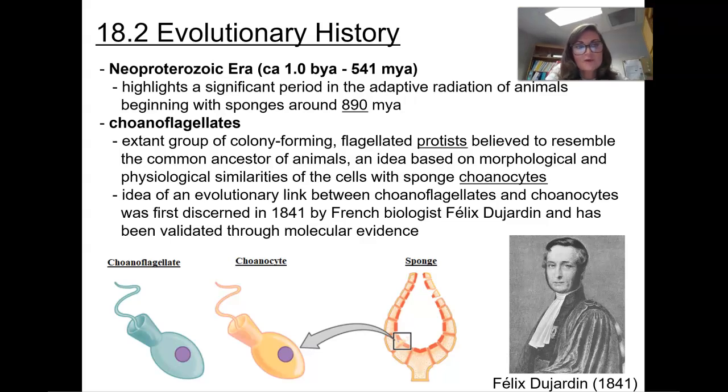So we have the choanoflagellate on the far left-hand side. It changes over into the choanocyte. Cyte, remember, means cell, so this is a cell that resembles the choanoflagellate, and those are going to resemble what we find within the sponges.